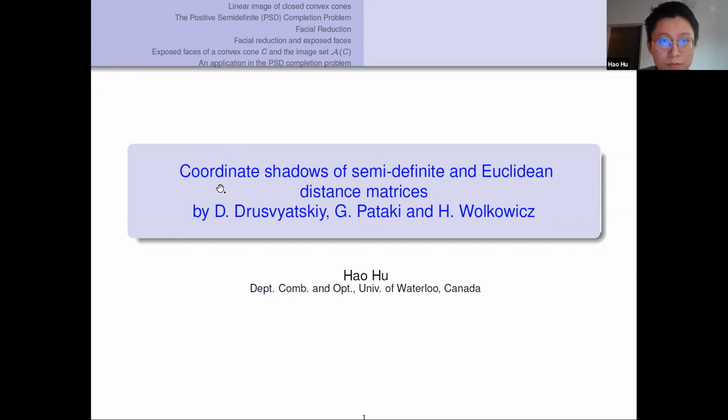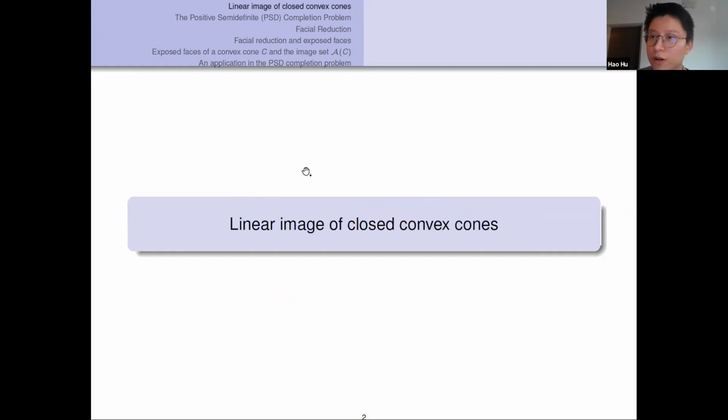So we're going to start with a linear image of closed convex cones. For given closed convex cones, we look at its linear image, and we investigate if the linear image remains closed.